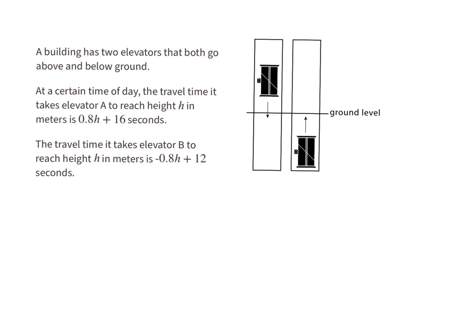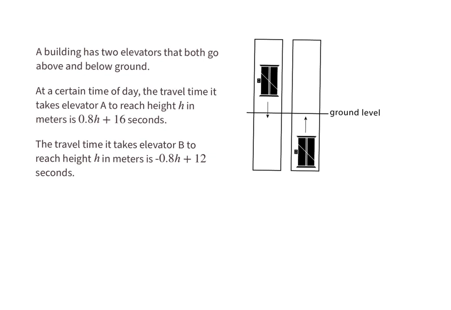How long would it take each elevator to reach ground level at this time? So what do they mean? If we're trying to reach ground level, what do you think that means? That means H would be 0, right?